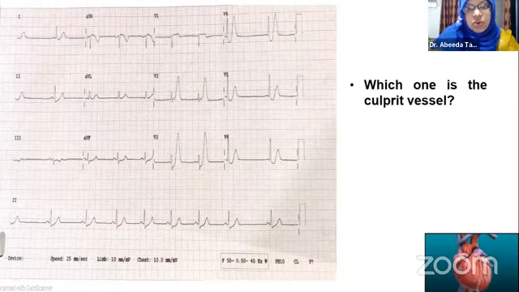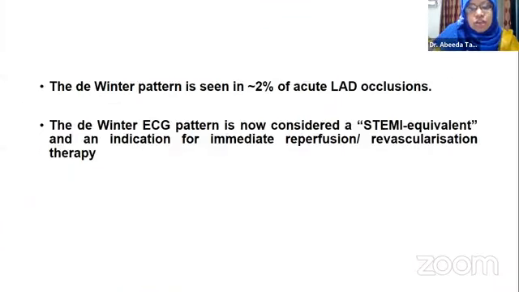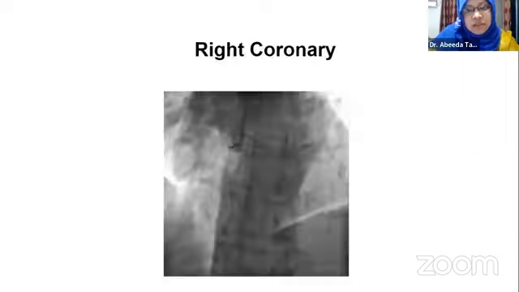And so which one is the culprit vessel in this case? According to the literature, the De Winter pattern is seen in 2% of acute LAD occlusions, and it is now considered a STEMI equivalent, an indication for immediate therapy as soon as possible.